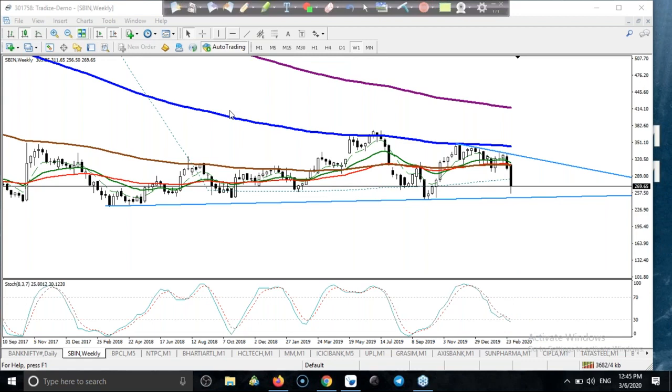Any impact on Yes Bank strike? Okay. Can you please explain bracket order and cover order? Okay, sure. I'll explain about the cover order and bracket order.